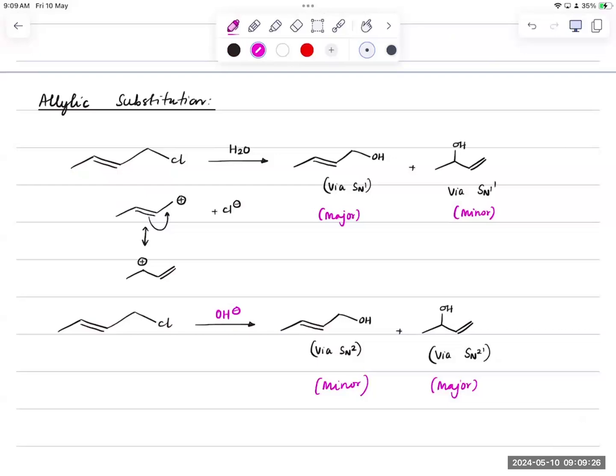I hope all of you understood how the allylic substitution works. Check if anybody has a doubt, let me know.